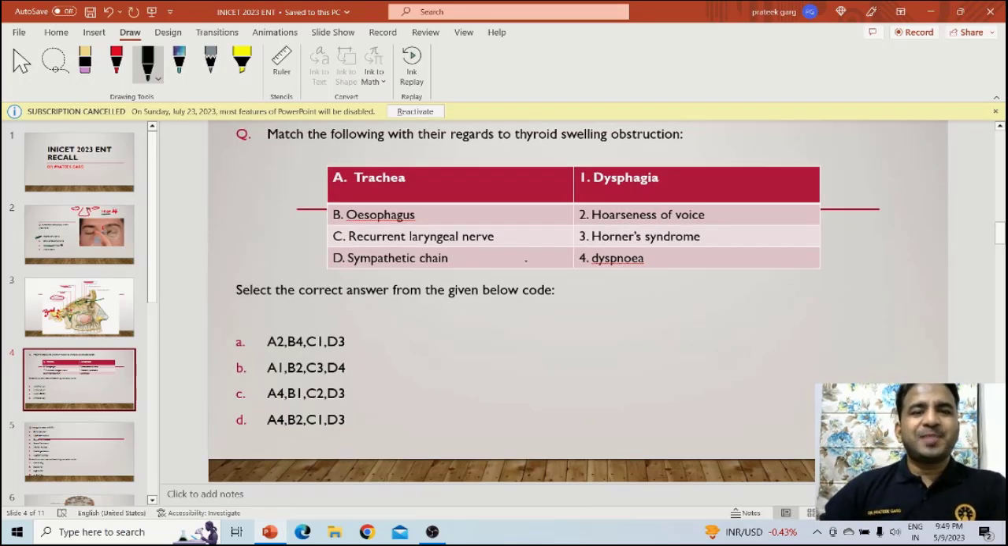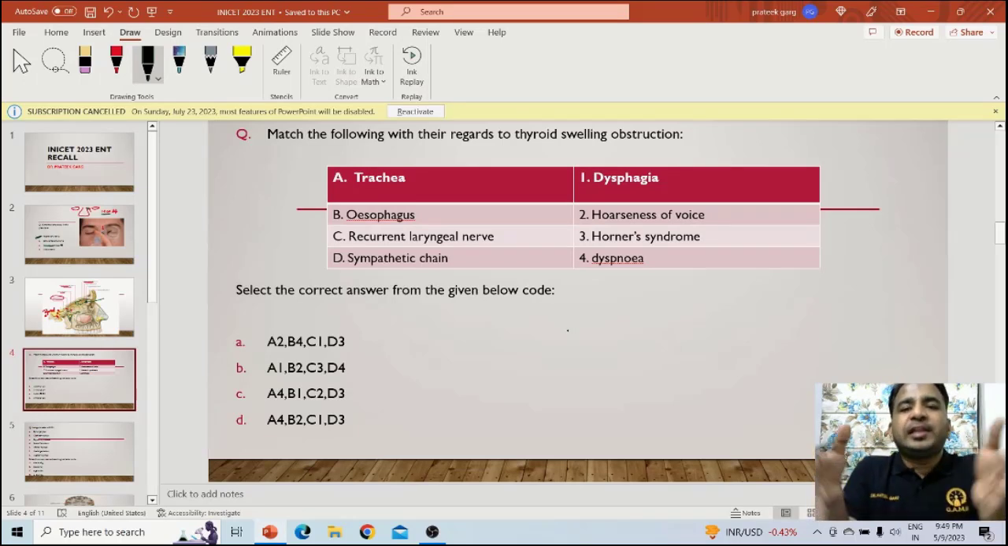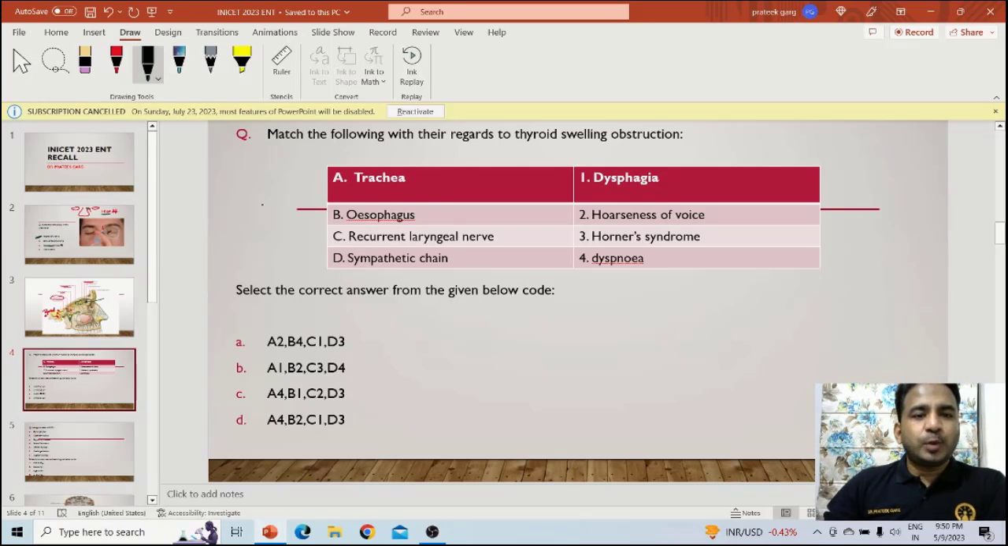So next question is match the following with regards to thyroid swelling obstruction. That means the patient is having a big thyroid swelling, and what can be the symptoms if that swelling is compressing a particular structure. So we have to match. Suppose the swelling is compressing the trachea. If swelling is compressing the trachea, then what could be the symptom? Trachea is an air pipe. So what can be that? There can be dyspnea.